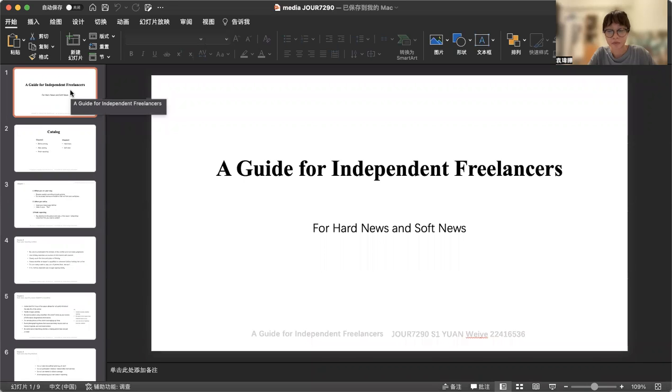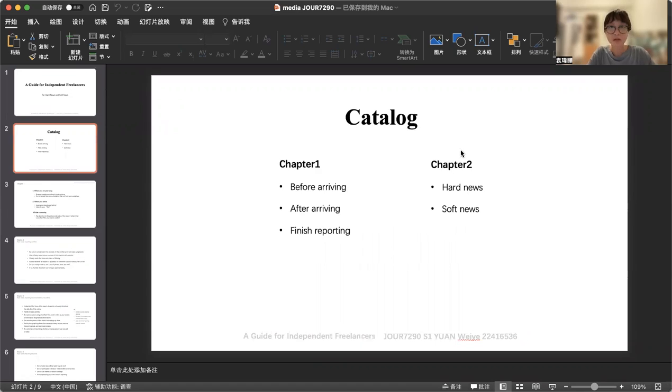Today I'm going to talk about a guide for independent freelancers on hard news and soft news, because I know that's a very large topic when we talk about parachute journalism. So I only talk about soft news and hard news. This is the catalog of this guide. Chapter 1 is more like a timeline. Chapter 2 is divided into those two types of news.